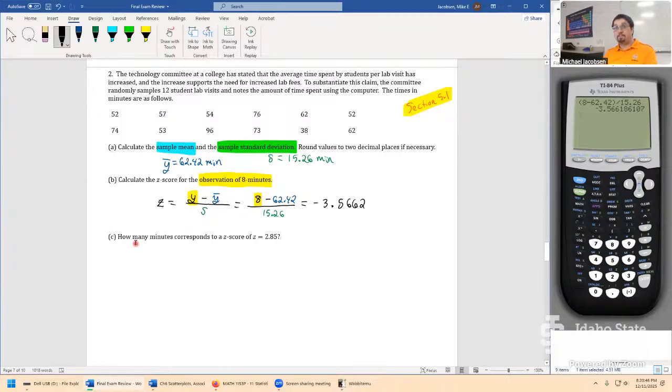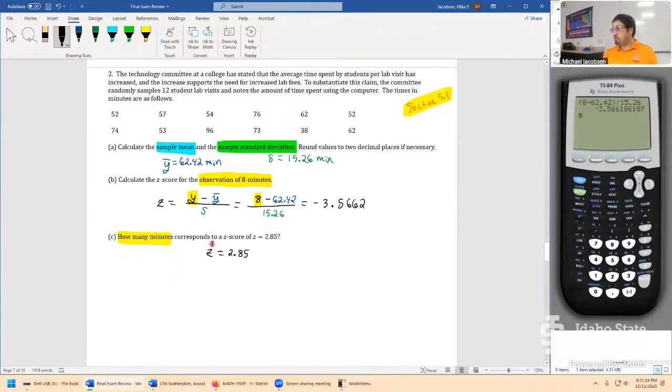And this one is the same, except it's in reverse. This one is the equation solving kind of problem. How many minutes of lab use, so this is a y value we're solving for, corresponds to a z-score when that z-score is 2.85? So the way you get through this problem is, first copy down the information, z equals 2.85. Notice that the z-score is positive. That means the number of minutes is going to be well above the sample mean. So this is someone who's probably in the lab for over 2 hours for this one.